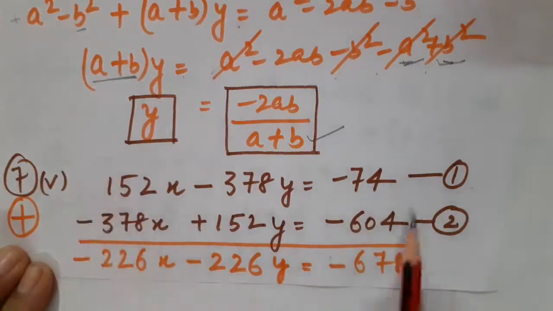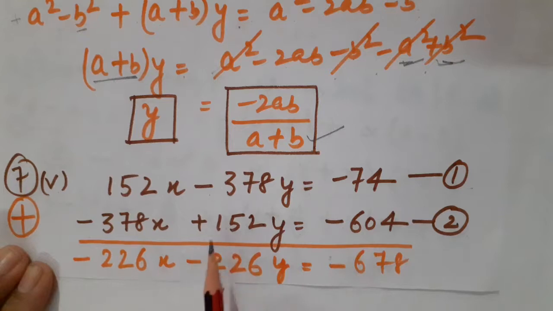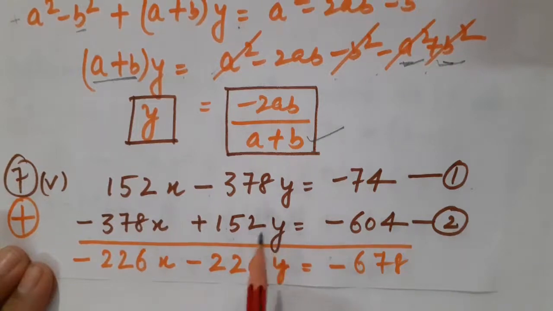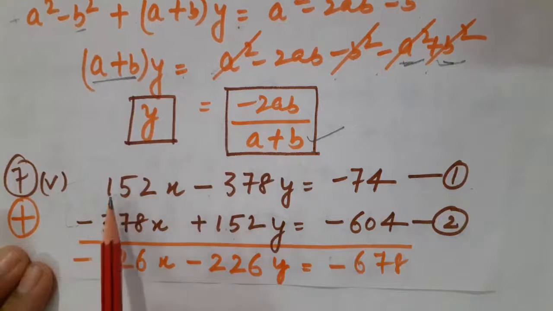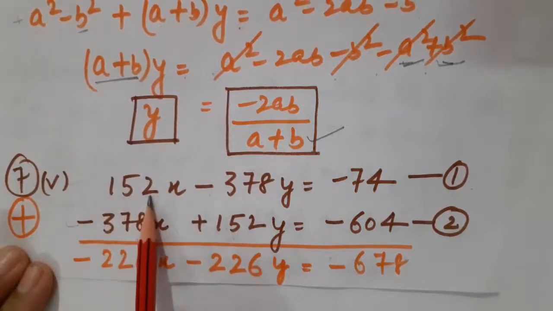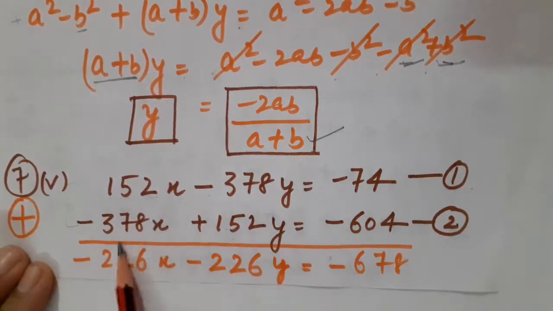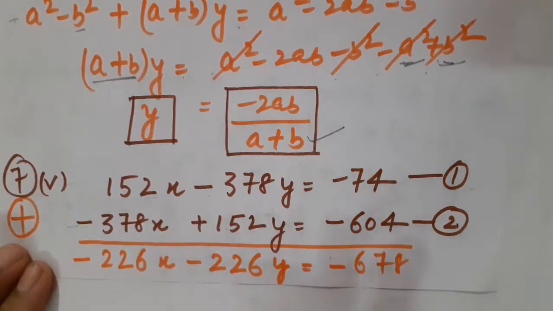Children, just observe the numerical coefficient of x and y. Just be focused on it. Suppose I am going to apply either substitution or elimination, suppose I am going to apply the elimination method. So definitely I have to multiply equation number 1 by 378. Such a big number it is. And I have to multiply equation number 2 by 152. Fine. So definitely the calculation is going to take a lot of time.